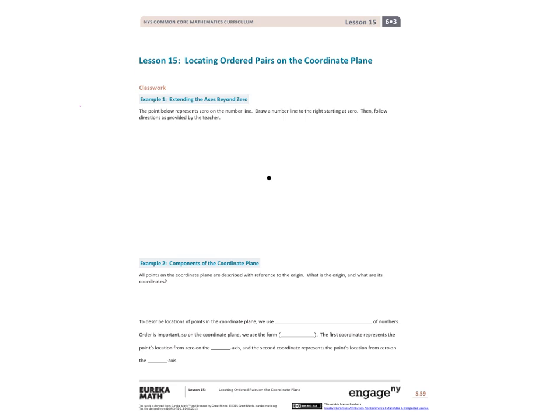Okay, so the opening exercise here says, extending the axes beyond 0. This must be a point. The point below represents 0 on the number line. So if I had the number line, and that's 0, draw a number line to the right starting at 0, okay? And I could use a straight edge. That would be good if I had a ruler. To the right, I did that.